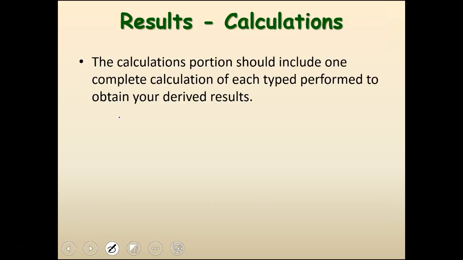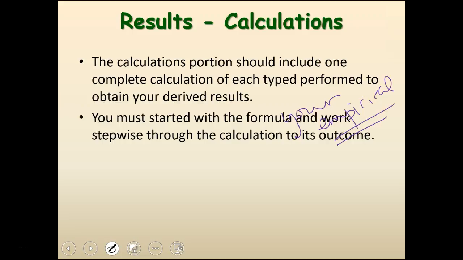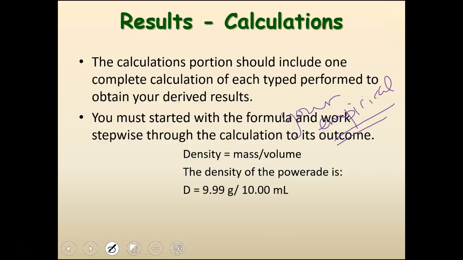Calculations. The calculations portion should include one complete calculation. And the calculation you're going to do is your empirical formula. You're going to do that calculation. You're obviously going to check the calculations of all the other people that worked with you to get your material. But your empirical formula calculation is the one that should be done and should be included in your calculations section. You must start with the formula and work stepwise through the calculations to its outcome. So if you'll look, density is equal to mass divided by volume. The density of Powerade is, and I put density is equal to 9.99 grams divided by 10 milliliters. And density is 0.99 grams per milliliter.